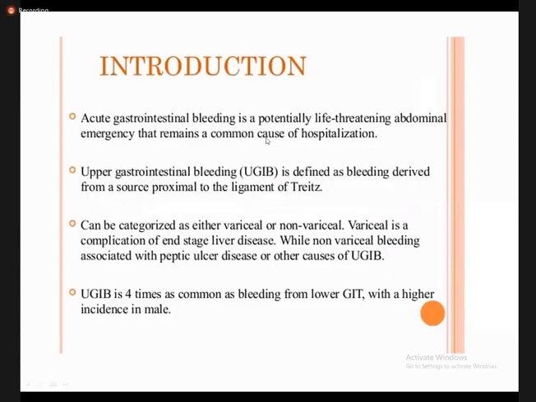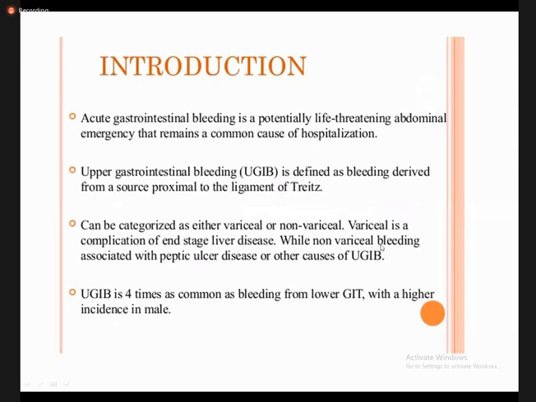So acute upper GI bleed is a life-threatening abdominal emergency that is one of the most common causes of hospitalization. Patients come to the emergency department with GI bleed. As I've already mentioned, upper GI is defined as bleeding right from the source proximal to the ligament of Treitz. So it is broadly categorized as variceal and non-variceal.